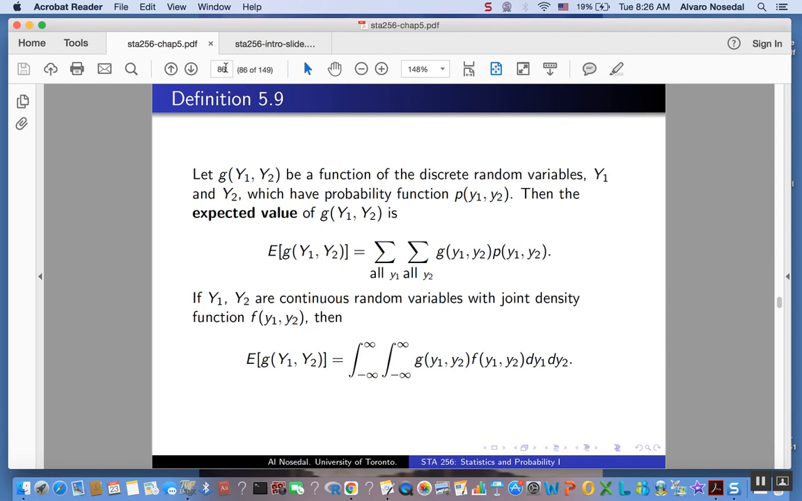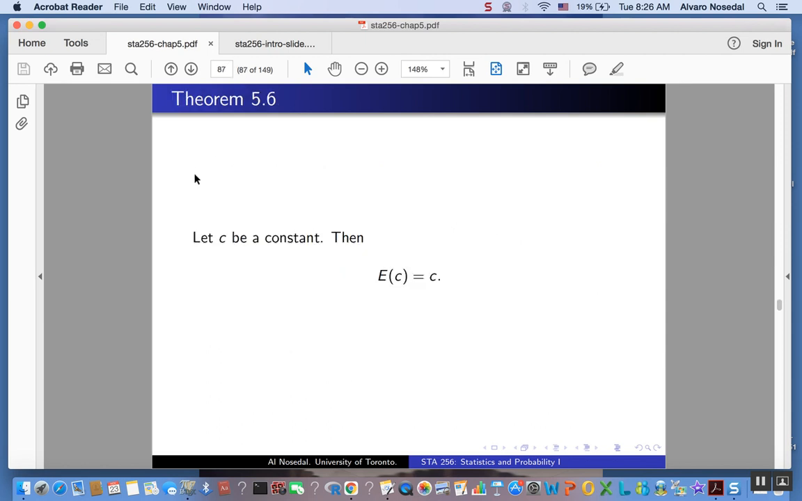Let me show you something more. Remember this? When we talked about random variables and properties of expected values, we said the expected value of a constant is the constant itself. Same thing here, same idea, and the proof will be the same, basically. The only difference would be that you would be using double integrals instead of just one integral.